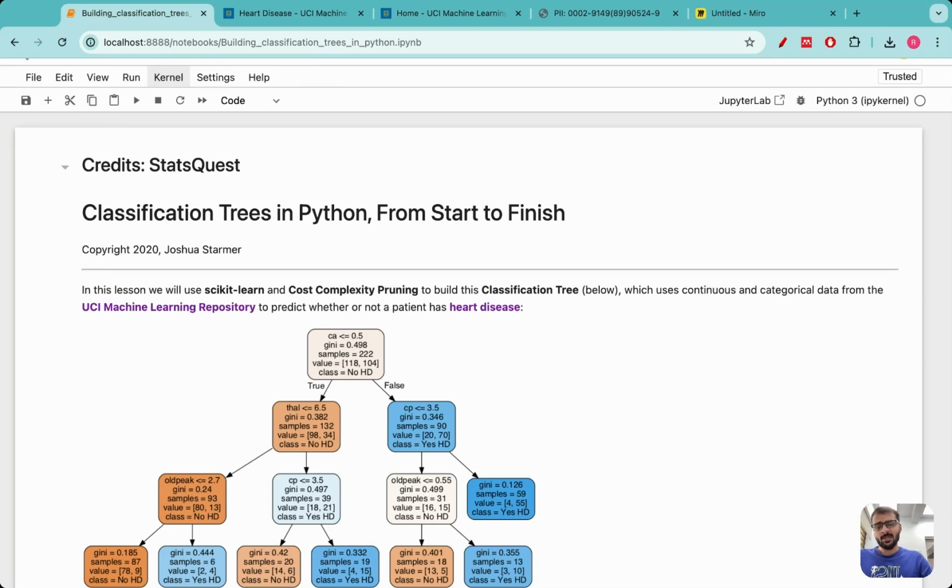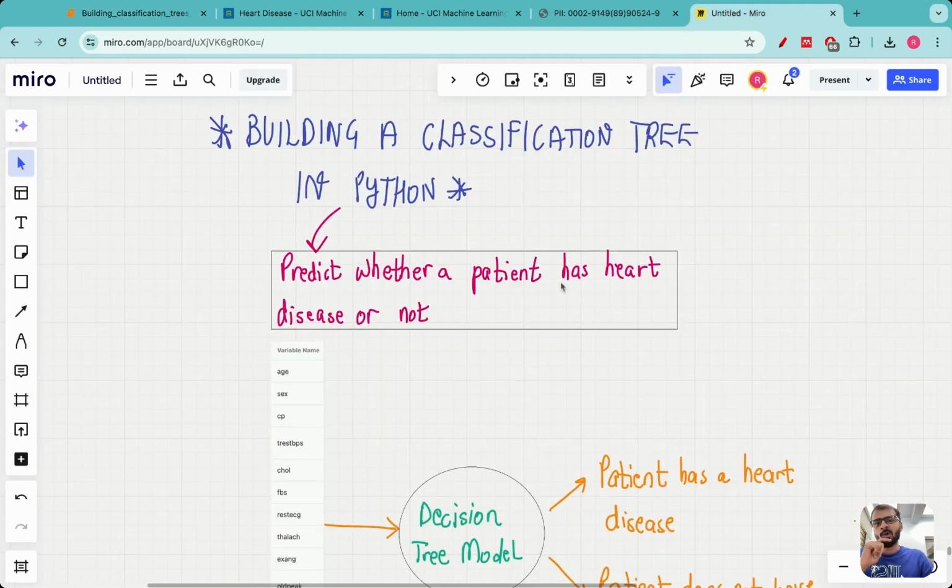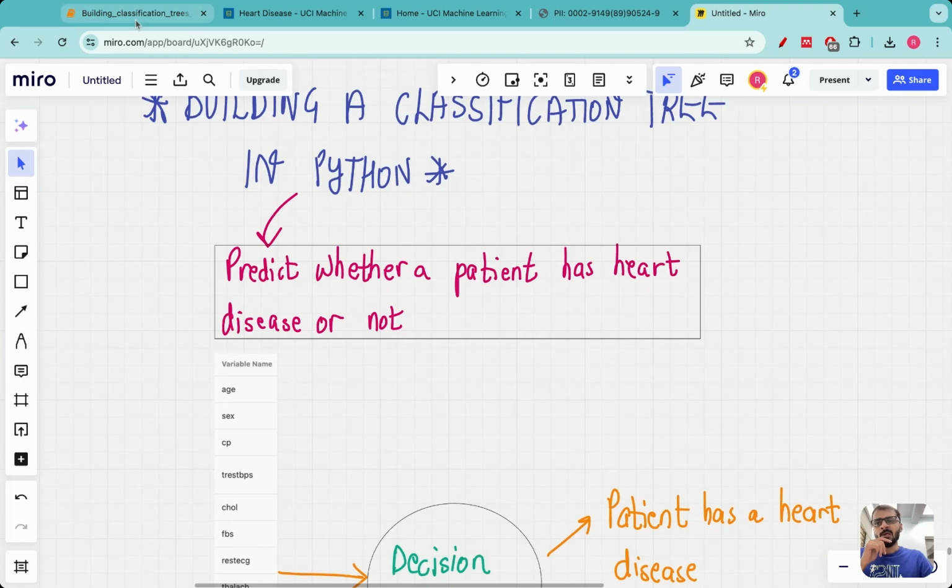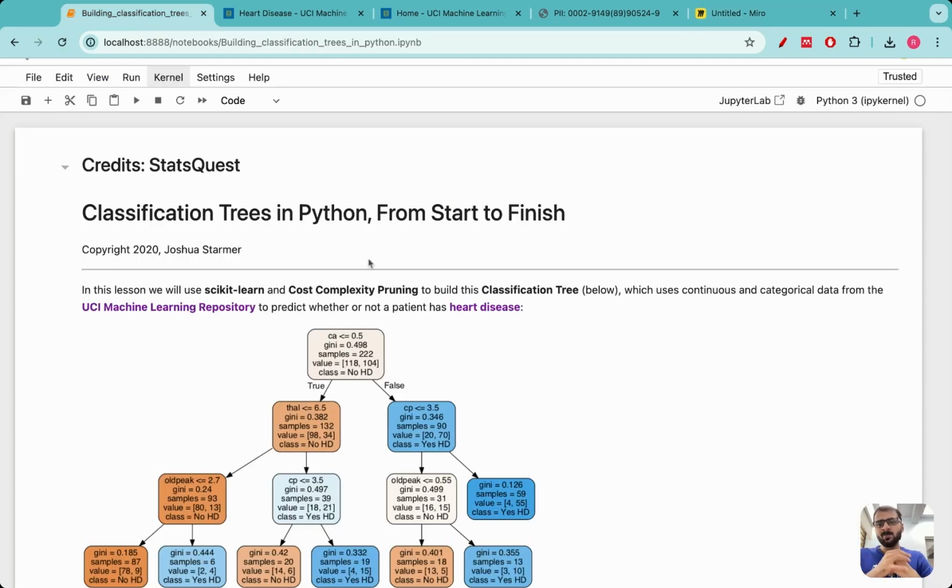Today I am very excited to make this video because this will be a hands-on tutorial on building an entire classification tree in Python from start right till the end. We will learn everything along the way, and I'll also write down many things on the whiteboard. Towards the end, we will be building the classification tree for a real world and a highly impactful problem.